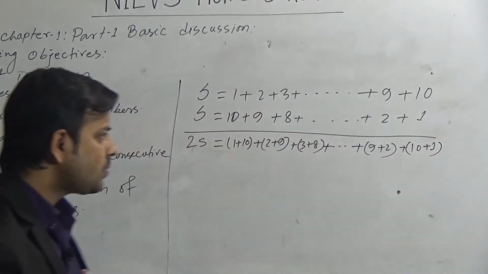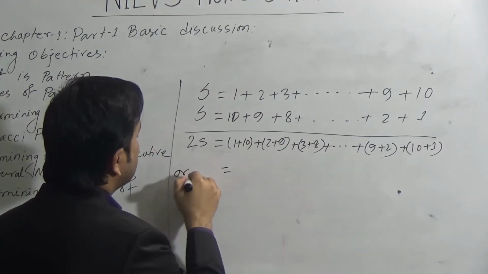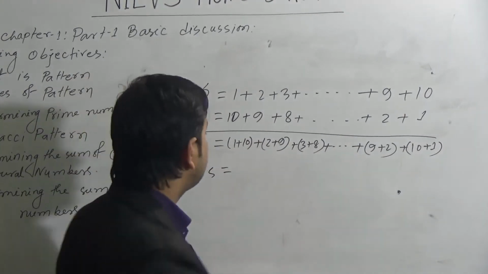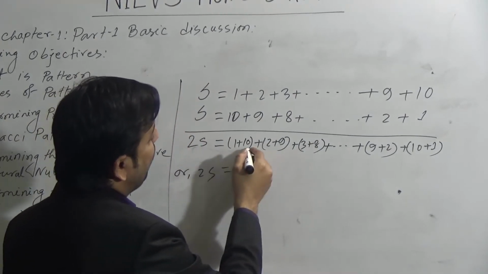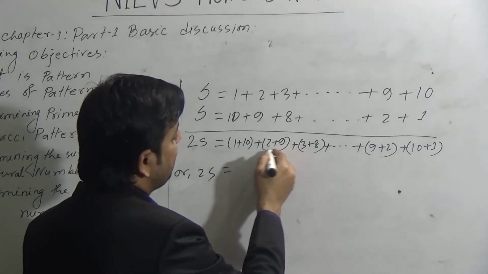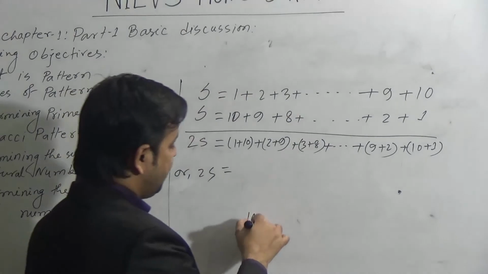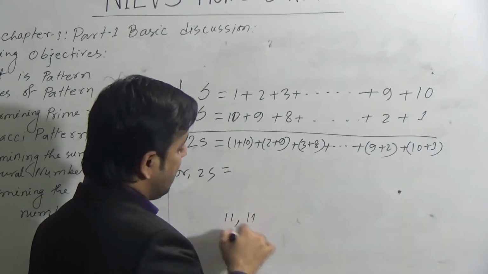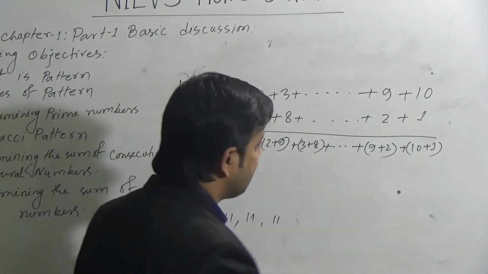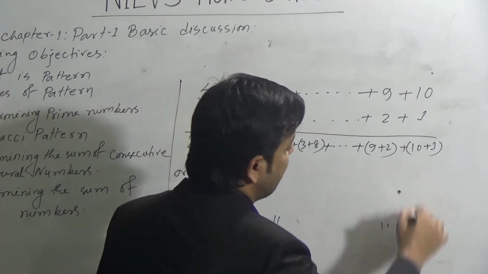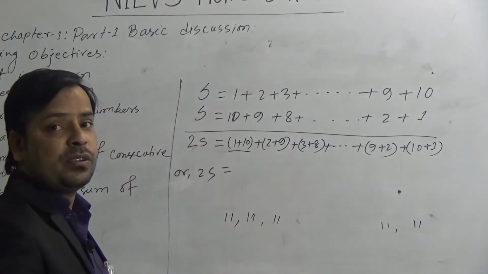So if we calculate here, what will we get? 2s will be equal to 1 plus 10. Here is 9. 2 plus 9 means 11. 1 plus 10 means 11. And 3 plus 8 means 11. It means that in every case the sum is 11. So if we add 1 and 10, we will get 11.